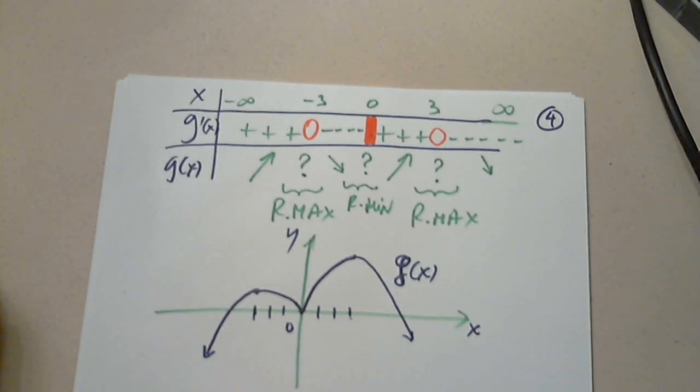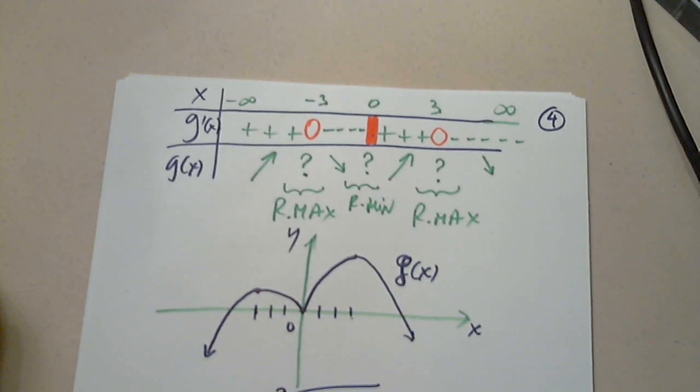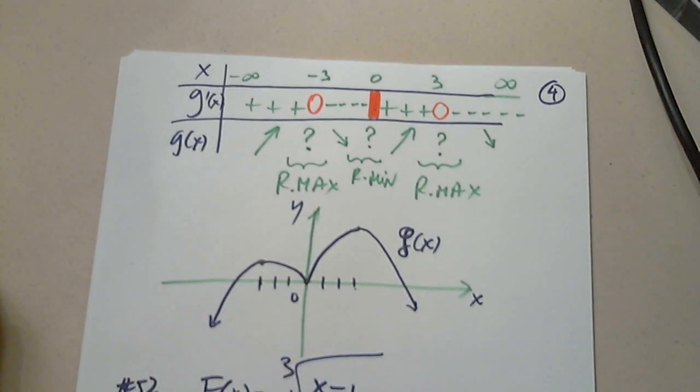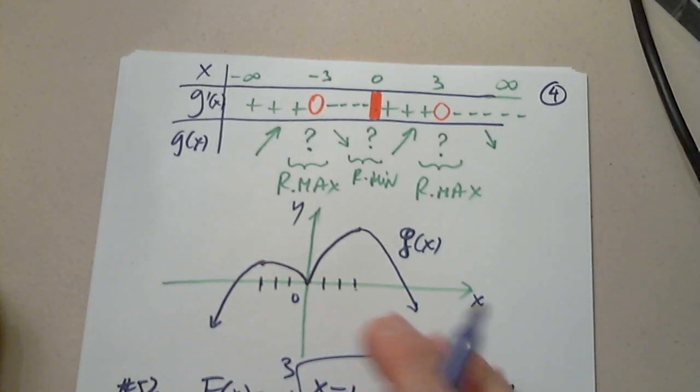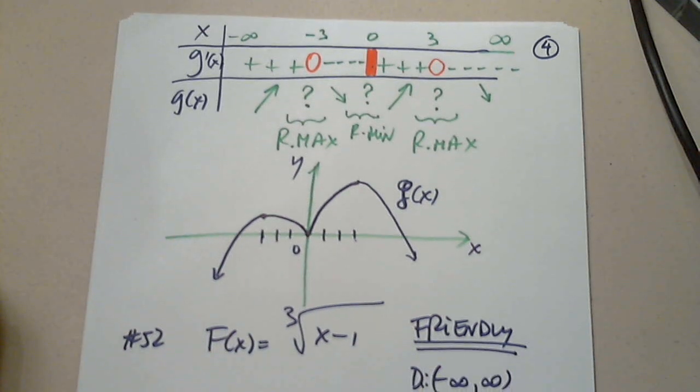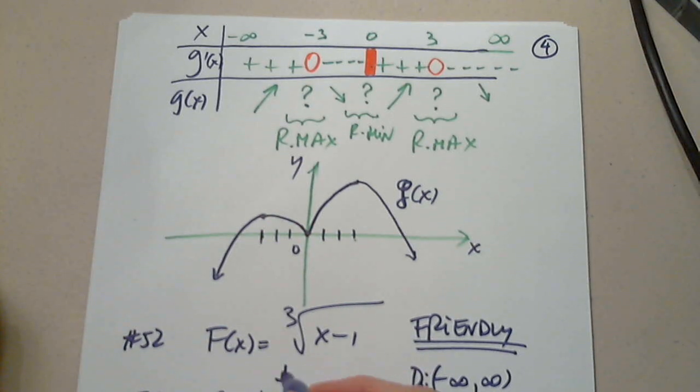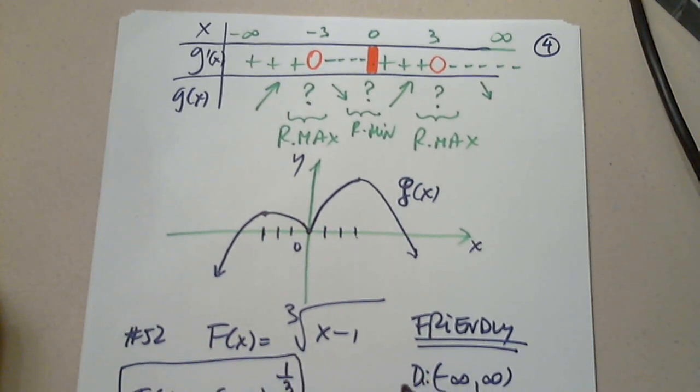In 52, we have f of x equals the cube root of x minus 1. Remember, one important thing is the cube root is friendly, meaning no restrictions. The domain for the cube root is everything. Nice and easy. Okay. Also, this should immediately be changed into this. Why? Because this I can differentiate, this is more difficult. So I have to see it in the easy format.